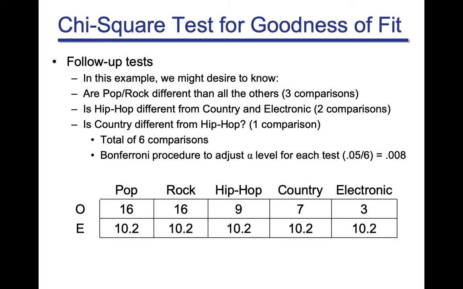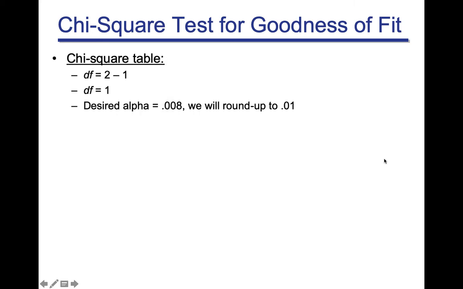So recall that a Bonferroni procedure adjusts our alpha level for each test. If we wanted to do these 6 different comparisons, we would take our overall alpha level of 0.05, divide by the number of tests, 6, and determine a critical value for the chi-square statistic that would be significant at about 0.008. If we only did 5 tests, we could use an alpha of 0.01. That's what we'll do here, okay? We use a desired alpha of 0.008. Let's just round up to an alpha of 0.01.